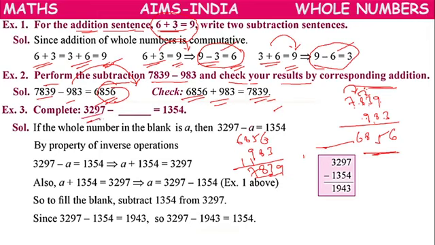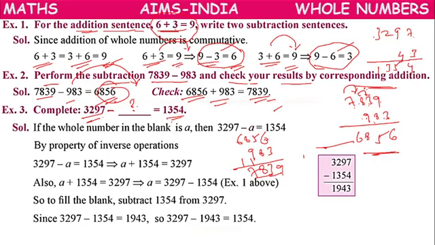Next, 3297 minus question mark equals 1354. We have to find this x. So they have given 3297 minus dash equals 1354. From 7, if we remove what number, 4 will come? 3. From 9, if we remove what number, 5 will come? 4.